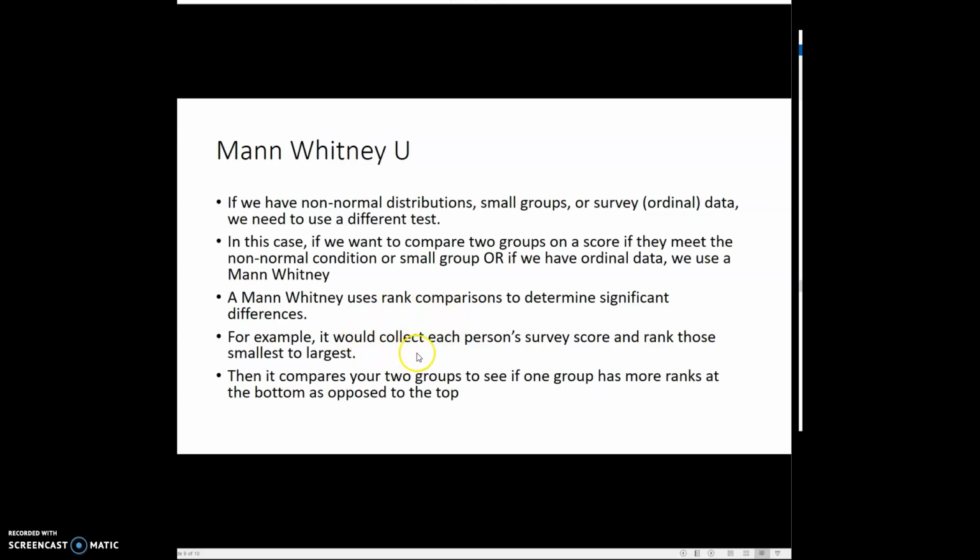For example, it would take each person's survey, and you think back about a survey, it has a score of 1, 2, 3, 4, or a score of 1, 2, 3, 4, 5. If you have a total score on your perception of job satisfaction, and your score is a 1, and you're a male, and all the other males have 1s and 2s and 3s, and all the females have 4s and 5s, then this will determine, yes, there's a difference between males and females based upon what their ranks are. It'll actually take the scores and rank them.